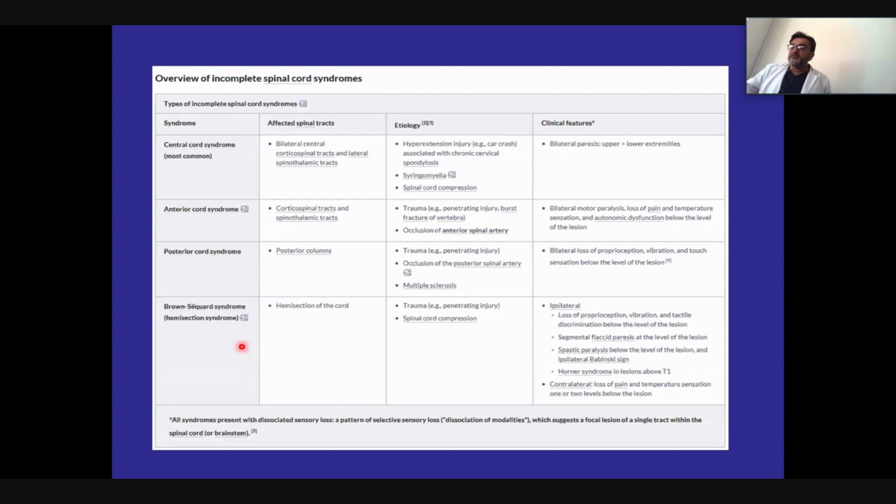Any questions you have? Yeah. Doctor, in the hemisection syndrome, we have contralateral loss of pain and temperature because it crosses at the level of the spinal cord. Yes, the lateral spinothalamic.